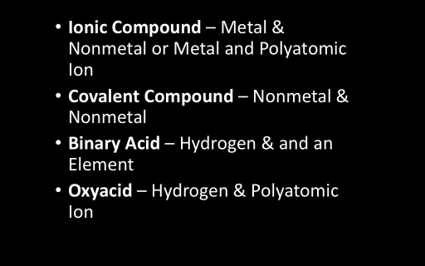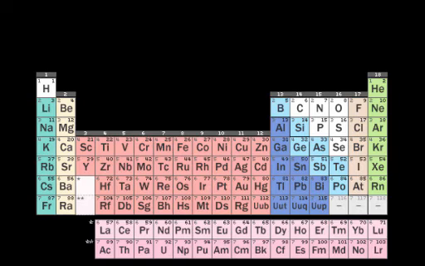A binary acid is hydrogen and an element, and then an oxyacid is another type of acid where you have hydrogen and a polyatomic ion. But remember that if you have an acid, you always have hydrogen. Another quick review on the periodic table.